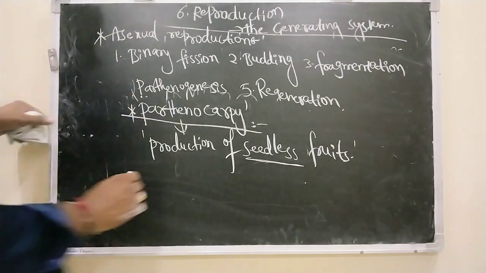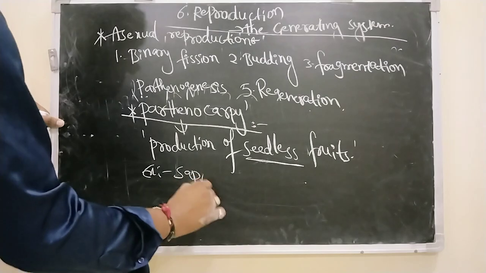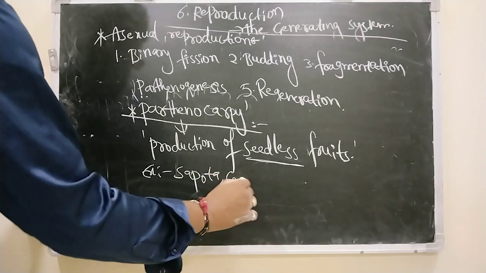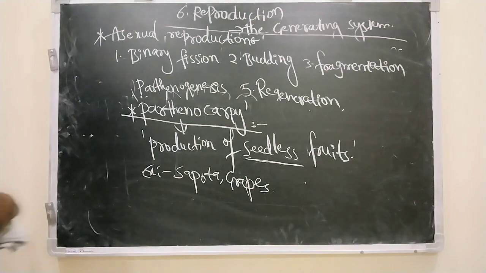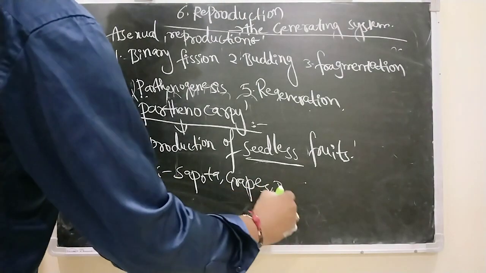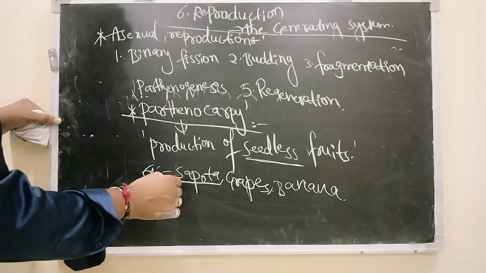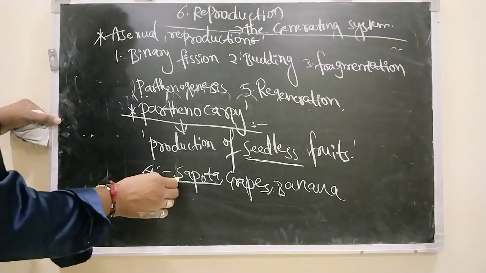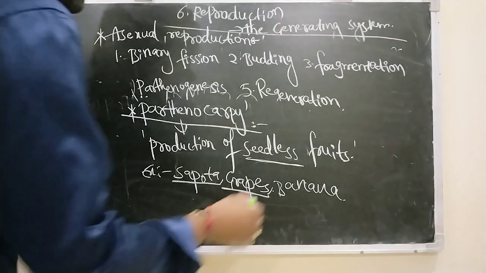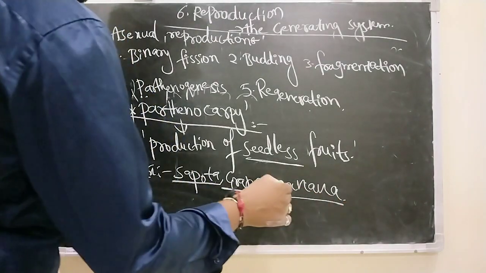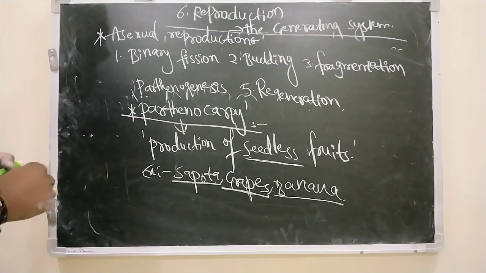Naturally, they do not contain seeds. Examples: sapota, grapes. They are examples for parthenocarpy. And of course banana. And this type we induce through artificial propagation, using a technique in banana. Otherwise, it occurs naturally.